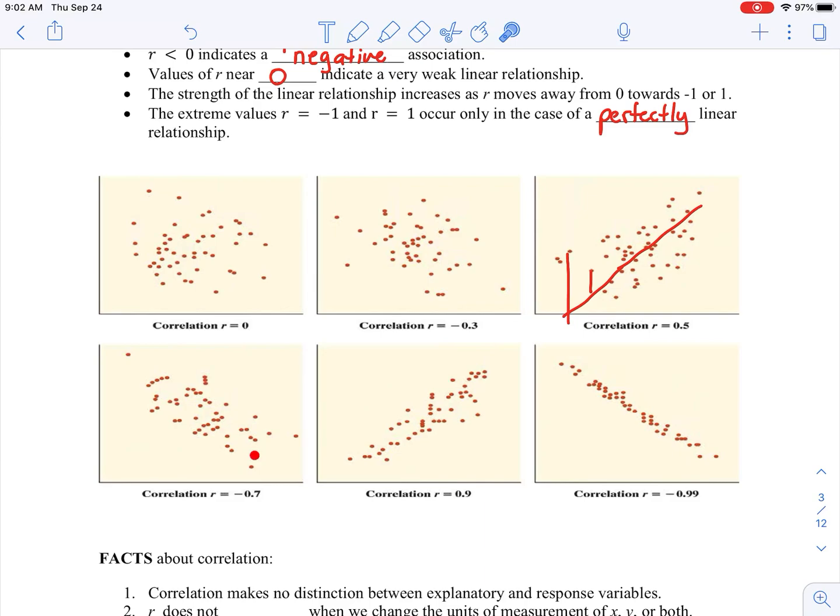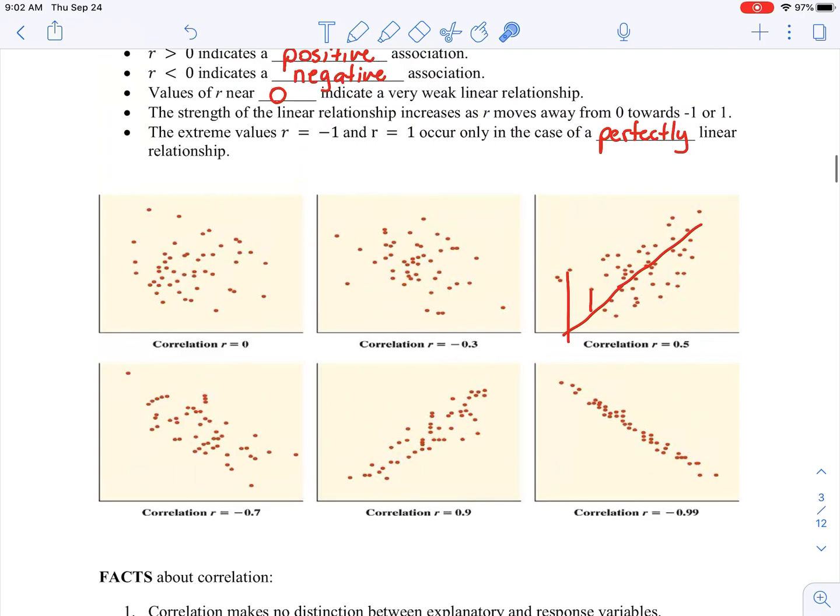This one has even less scatter, however, it's in a negative direction, so that's why it's -0.7. Here we're starting to get really tight in a positive direction, so that's why it's 0.9. And this one again is almost a straight line. That's a -0.99.